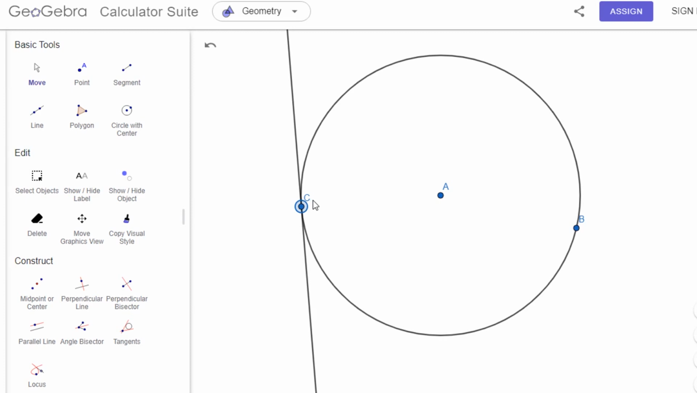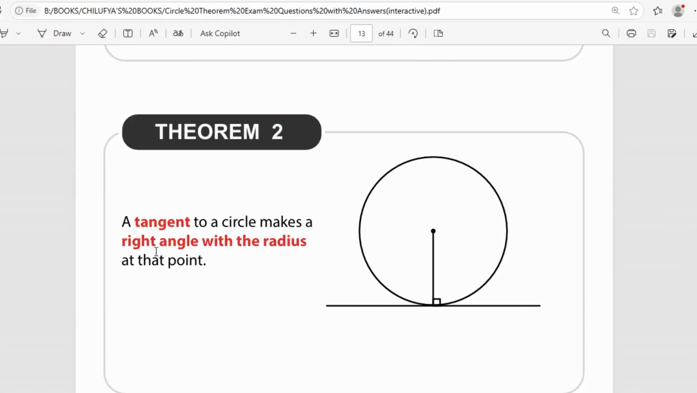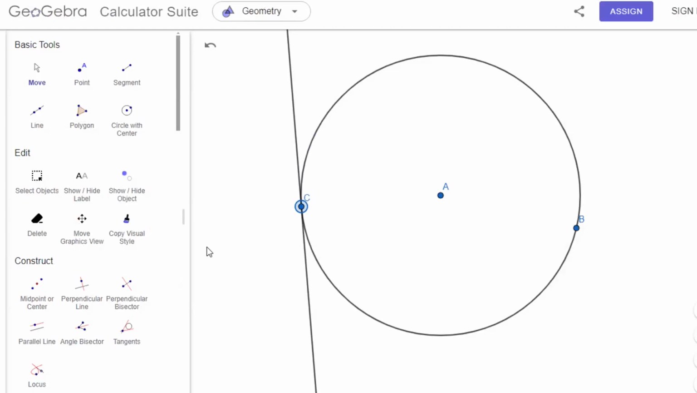Okay, so now what is the theorem stating? Let us read the theorem together. A tangent to a circle makes a right angle with the radius at that point. So in this case, we are referring to point C. At the point where the tangent touches the circle, it makes a right angle with the radius.